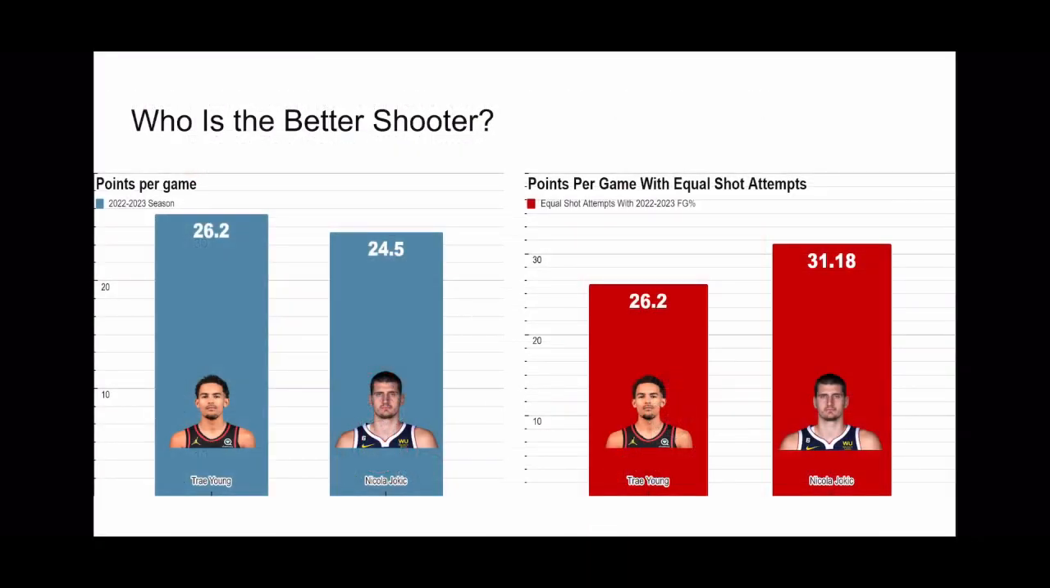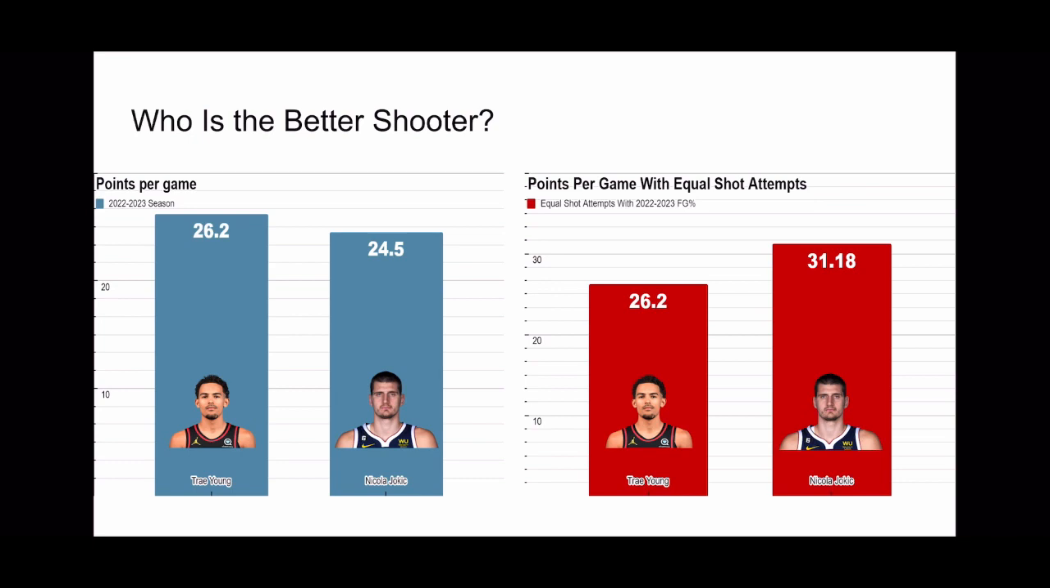Now let's go back to the original question. Who is the better shooter? Is it Trae Young or Nikola Jokic? Well, if you're going by the points per game graph, you would say Trae Young, because he's averaging more points per game than Nikola Jokic. But if you look at the second graph, points per game with equal shot attempts, you would say Nikola Jokic, because he has a way higher points per game when shooting the same amount of attempts as Trae Young.